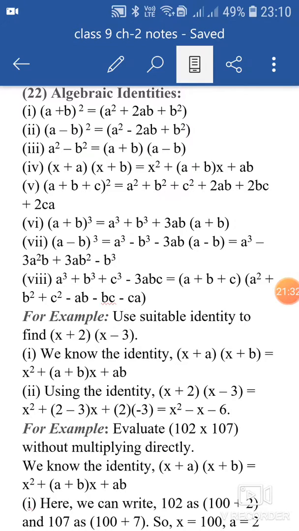Then the last identity is a cube plus b cube plus c cube minus 3abc. This is the left hand side, and the right hand side will become (a plus b plus c) into (a square plus b square plus c square minus ab minus bc minus ca).